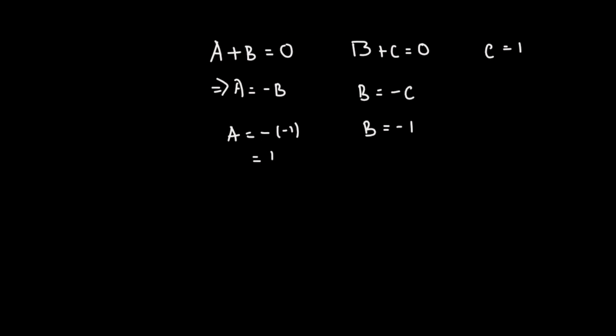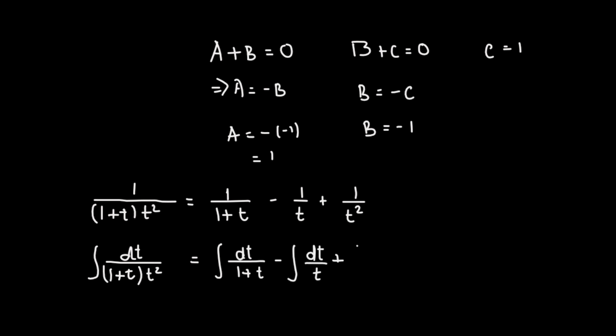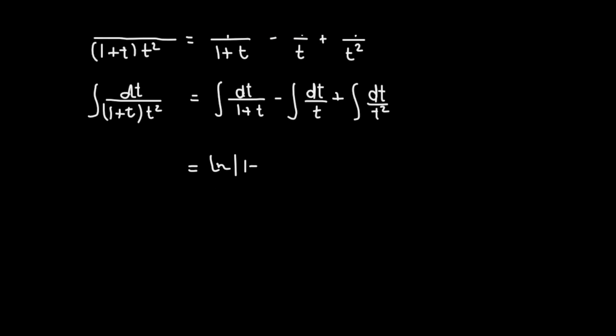we get a is equal to -1, b is equal to -1 and c is equal to 1, such that our decomposition, or the partial fraction, becomes 1 over (1 plus t) times t squared is equal to 1 over 1 plus t minus 1 over t plus 1 over t squared. Integrating both sides with respect to t, we have the integration of dt over (1 plus t) times t squared is equal to the integration of dt over 1 plus t minus the integration of dt over t plus the integration of dt over t squared, which finally gives us the natural log of 1 plus t minus the natural log of t minus 1 over t plus c.